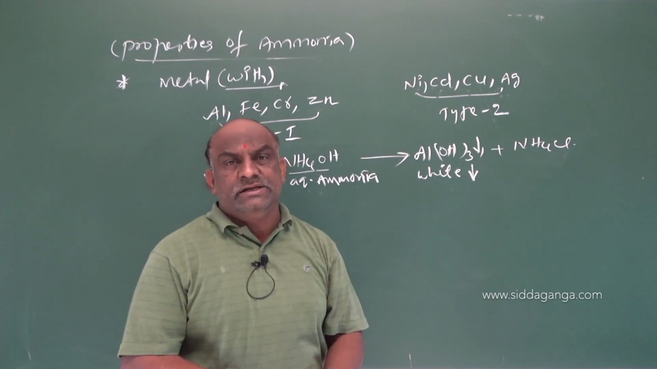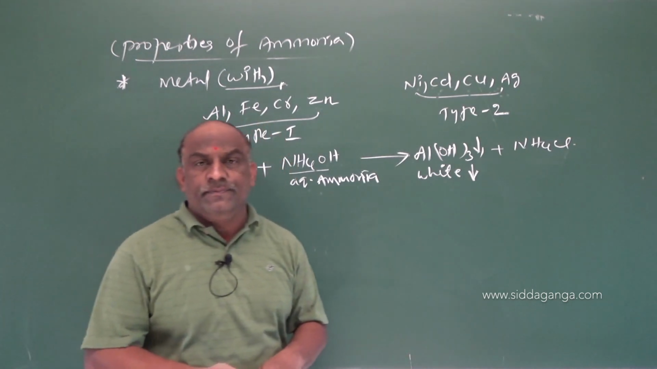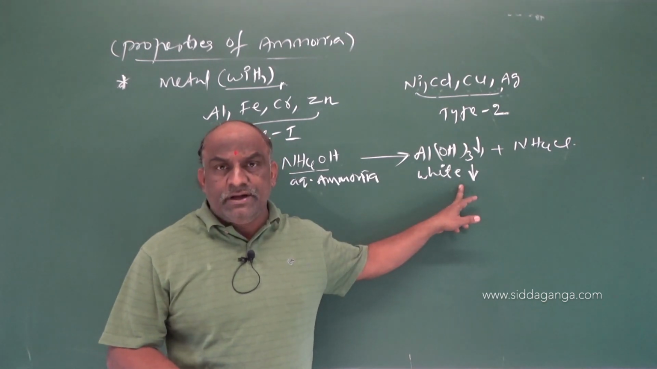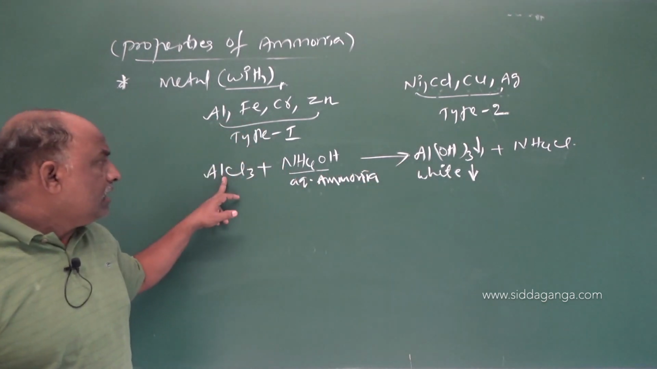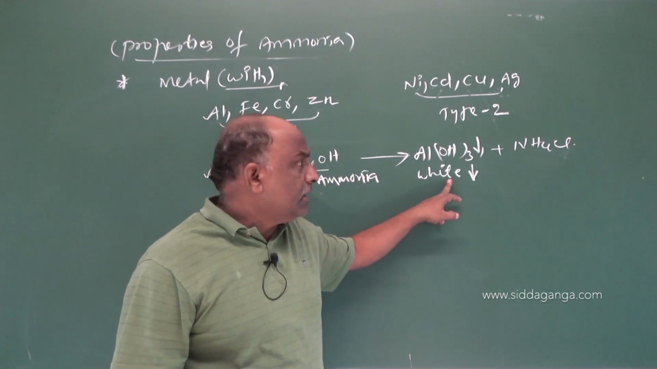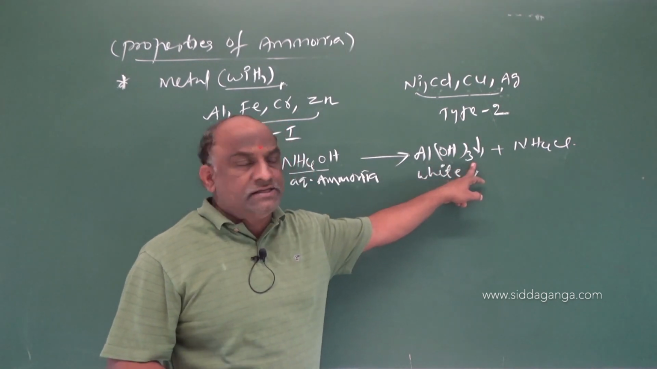Salt solution plus dilute HCl plus H2S plus ammonium hydroxide, then we will get that white color precipitate. Clear? So when aluminum salts are dissolved in ammonium hydroxide, what will be the precipitate? White color precipitate. The white precipitate formula is Al(OH) taken thrice.